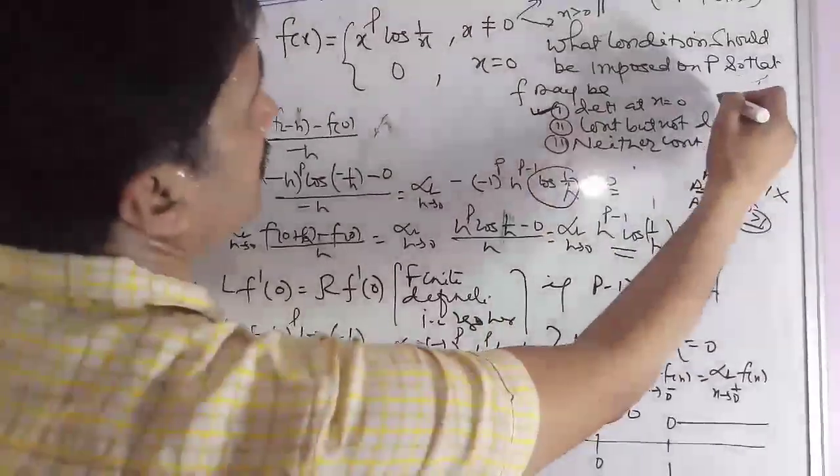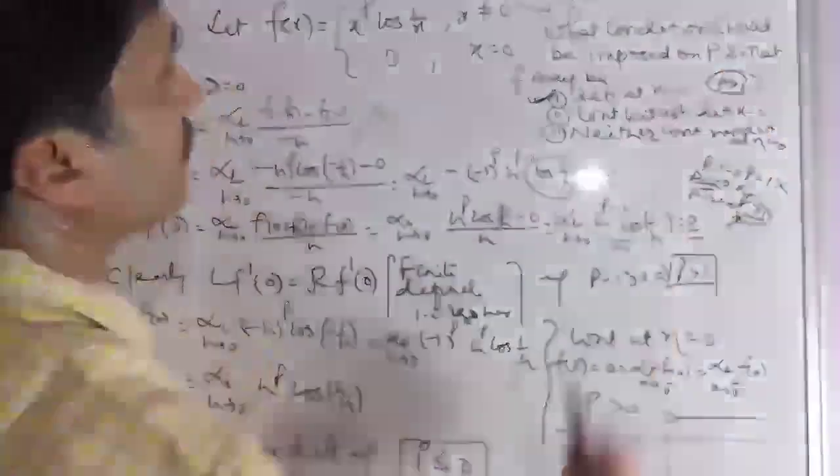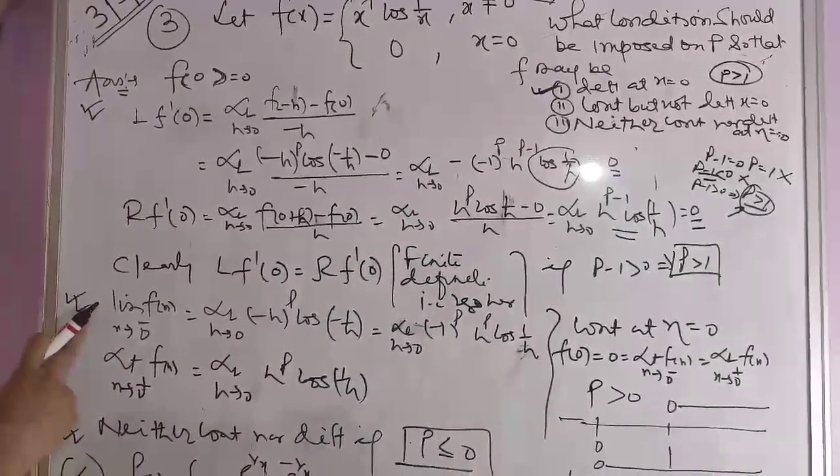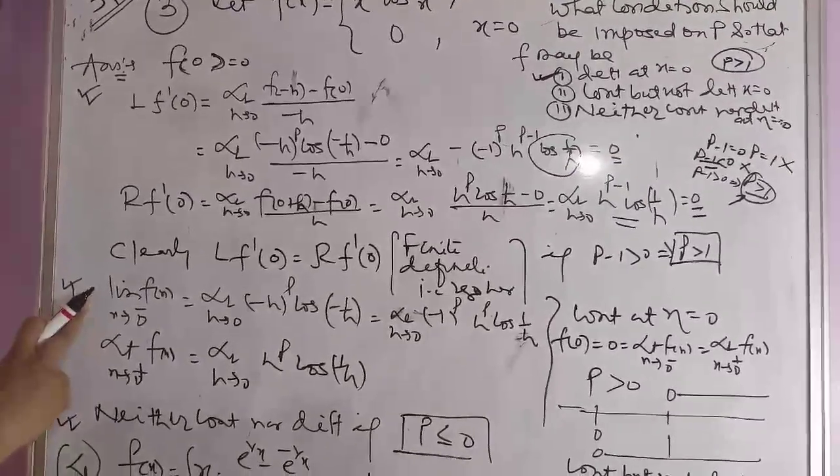Next, differentiable at x equal to 0. Here, the restriction is p greater than 1. Next, continuous but not differentiable at x equal to 0. First, continuity at x equal to 0.